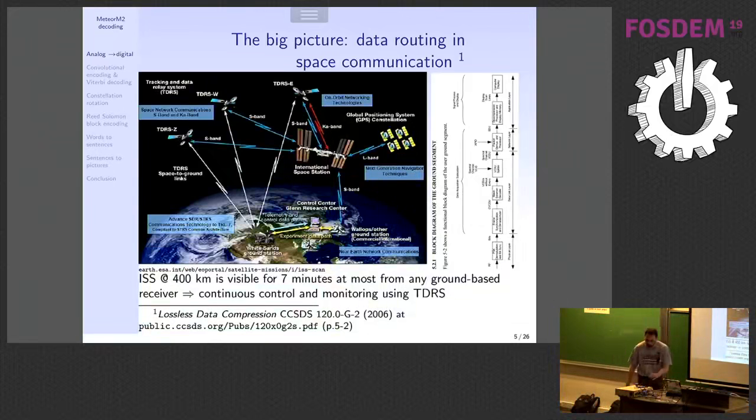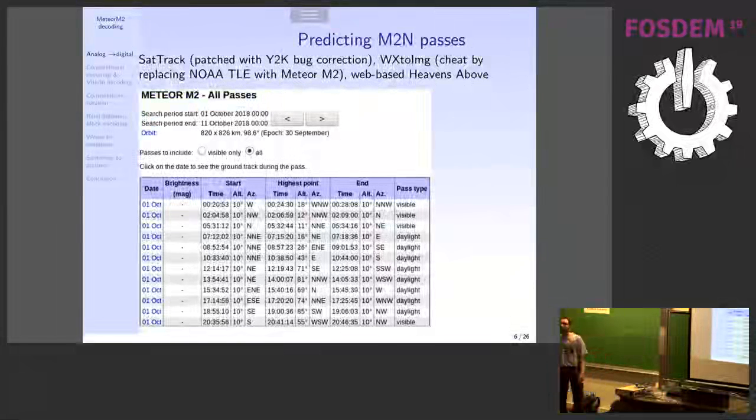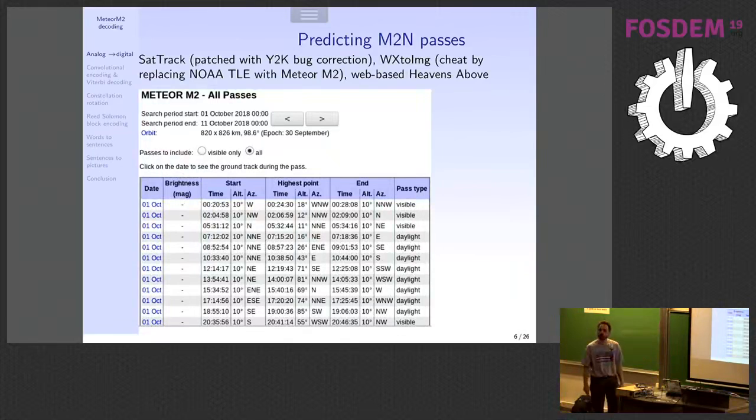OK, let's try to have fun with the OSI layers. First of all, we need to predict where Meteor is flying. I still use SATRAC, despite the Y2K bug, which is still a patch and is not inserted. You can use WXtoImg. In the paper, I explain how you can cheat WXtoImg, which is no longer maintained, into thinking that one of the NOAA satellites is actually Meteor M2, so you can use WXtoImg. And if you have internet access, you can use the Heavens Above website.